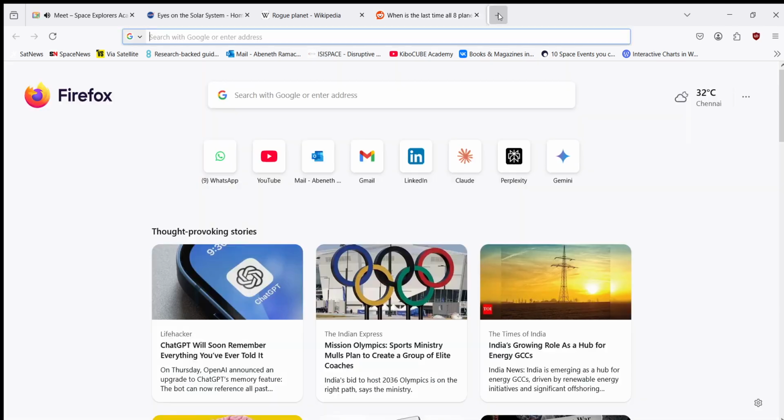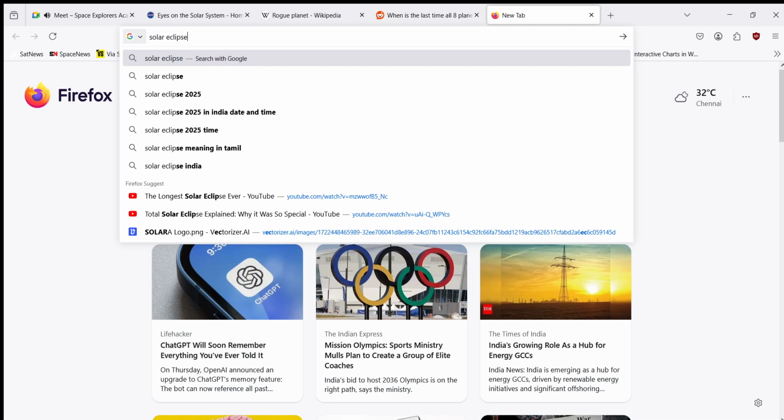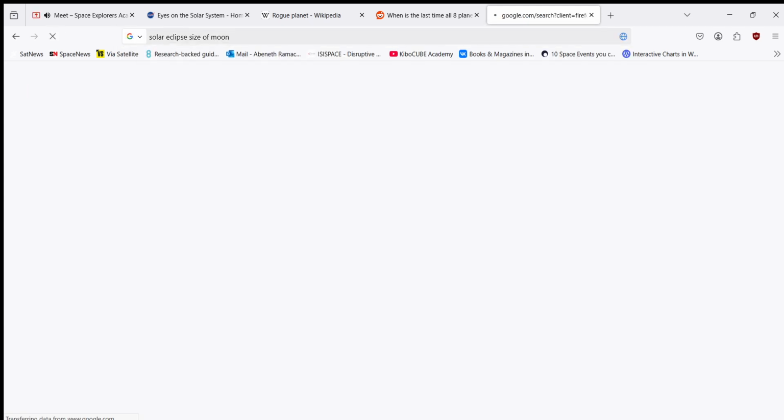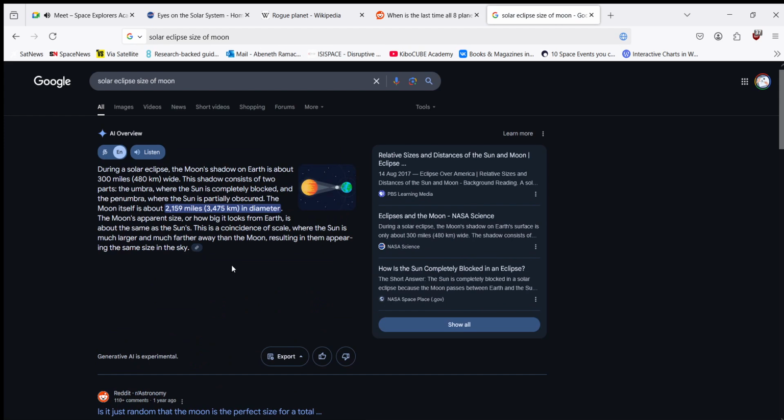You know the very fun part? Okay, I'll show you. Solar eclipse, size of the moon. This is a very fun mathematical question. Earth and the moon is around 480 kilometers wide in the shadow that is formed, and exactly at that same time it is around 400 times away from the sun and the moon.